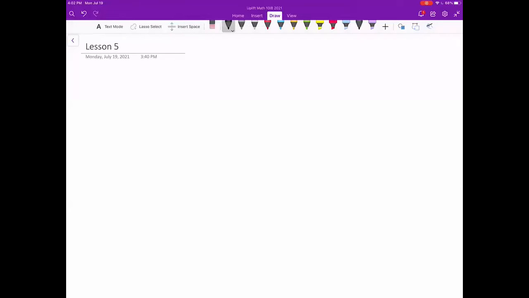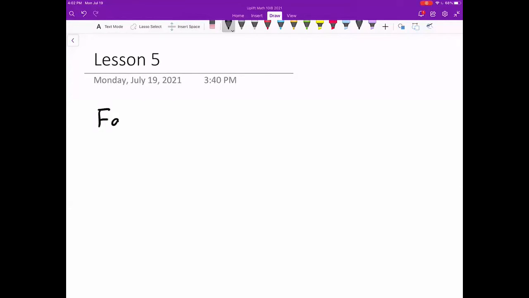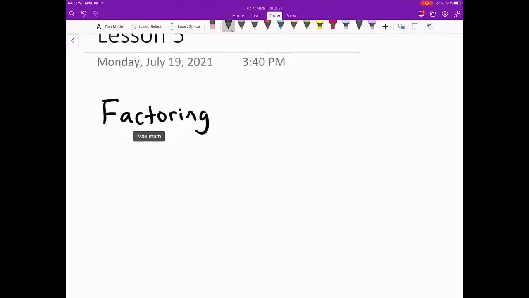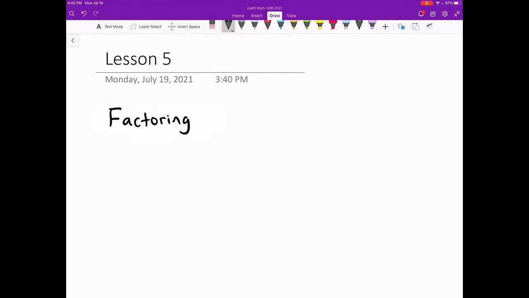Okay, so this week our main focus will be factoring. And before we delve into how to do factoring, we'll first examine what factoring is. So the definition of factoring is when we express a series of sums as a series of products. So what do I mean by this?